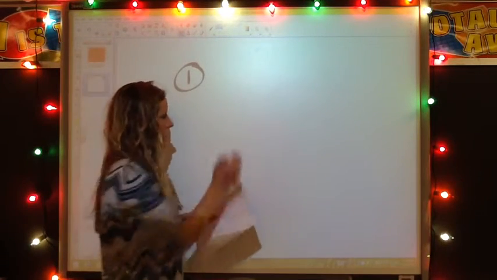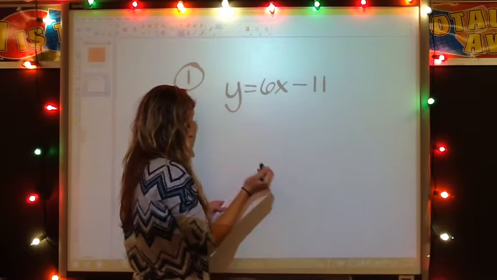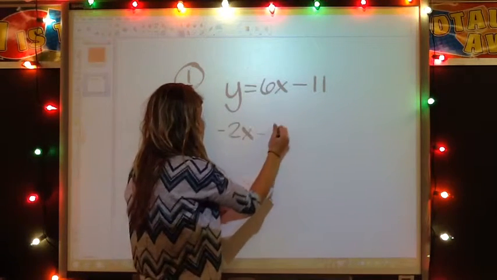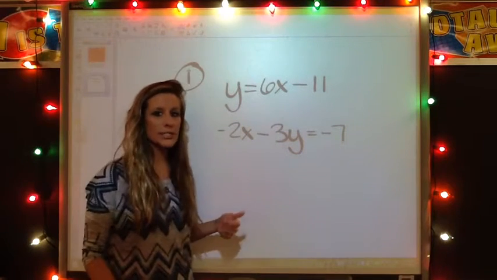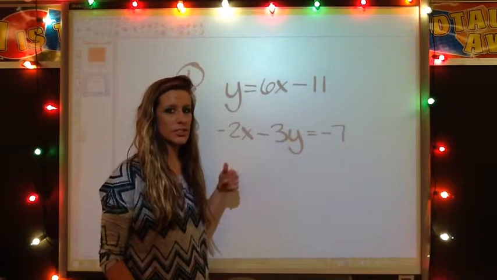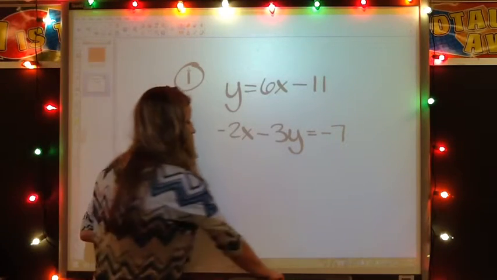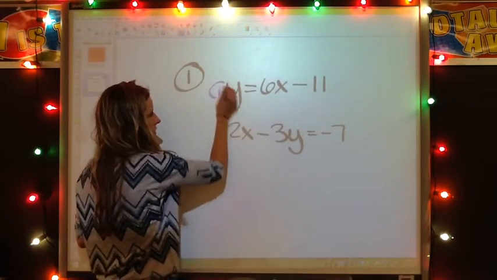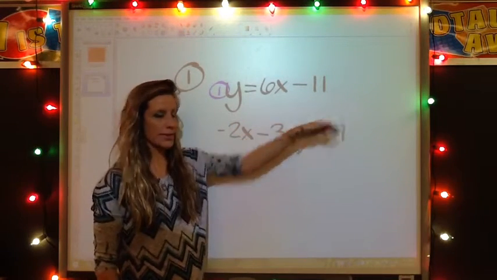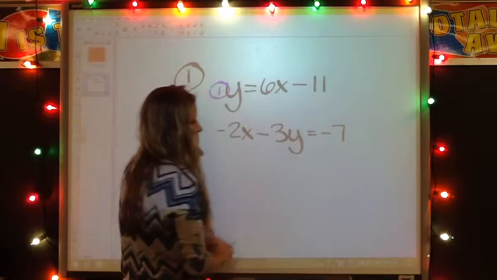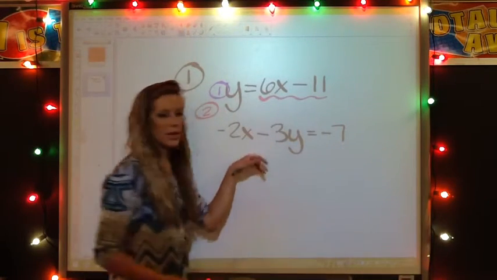Okay, on number 1, we have y equals 6x minus 11 and negative 2x minus 3y equals negative 7. Your first step is to solve one of your equations for x or for y. It doesn't matter which one. Okay, so this first equation is already done for you. That's your first step. Y equals 6x minus 11.